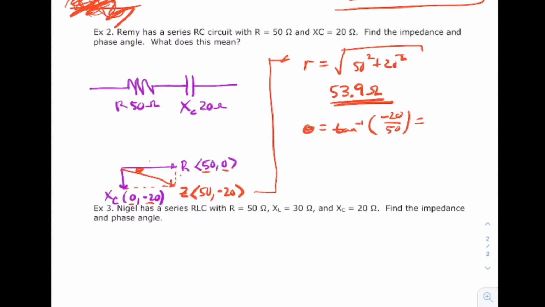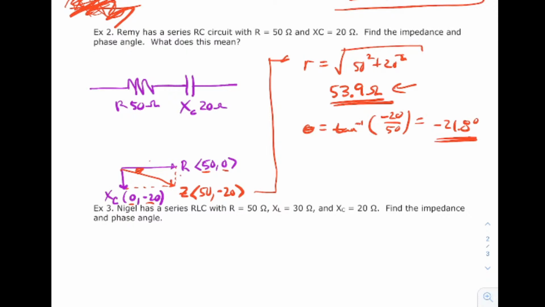That negative is important because it's going to make our answer negative, actually. So we're just typing this all in. Getting a phase angle of negative 21.8 degrees. Okay, so this means that the total resistance, the total pushback, is almost 54 ohms.